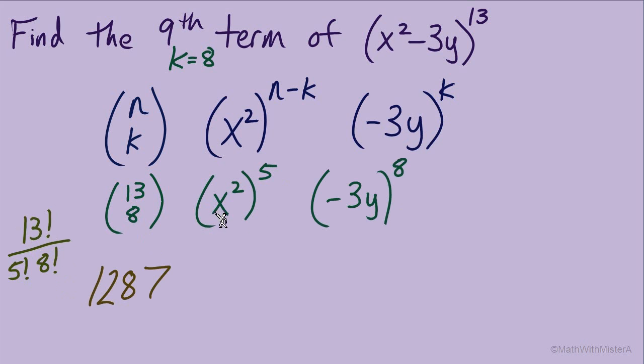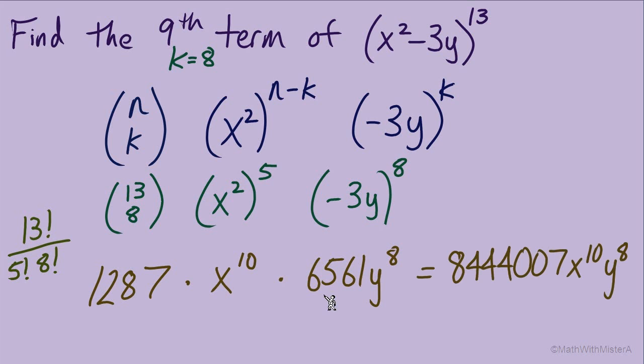Let's simplify our next part here. X squared to the 5th is x to the 10th. And be cautious here, negative 3y to the 8th. So we're doing negative 3 to the 8th times y to the 8th. The negative 3 to the 8th becomes a positive 6,561, and there's the y to the 8th. Our last little bit of cleanup, multiply the coefficients, 1,287 times 6,561, and bring over the x to the 10th and the y to the 8th. So there is the 9th term of this expansion.